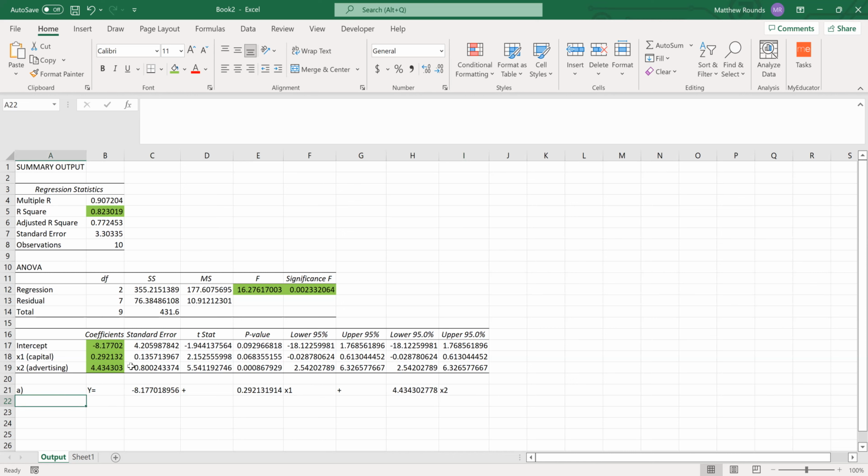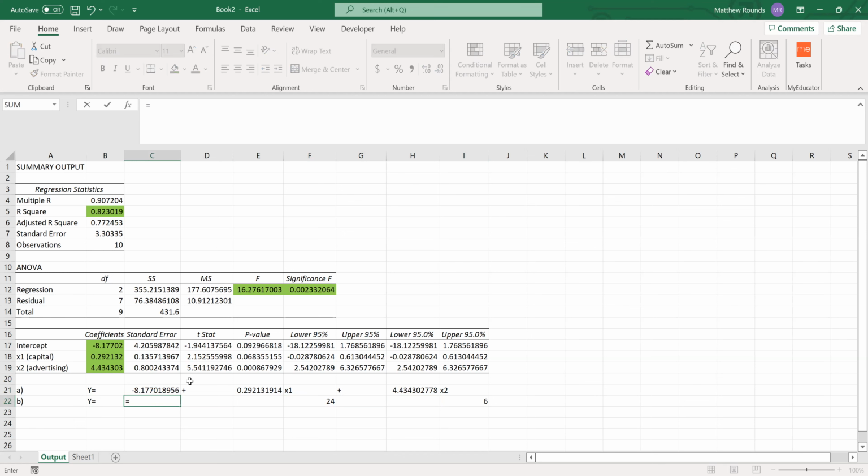So part B, they're telling you that they invested $24 million. That's X1. They're saying X1 is 24 and 6 million on advertising. That's X2. And they say the units are in millions of dollars. That's why it's 24 and 6. And so you have to figure out what the output is here.